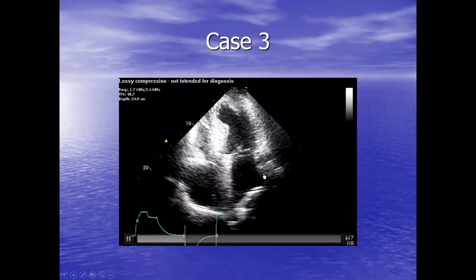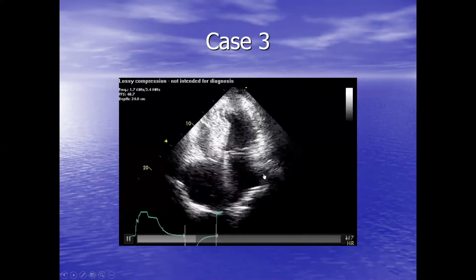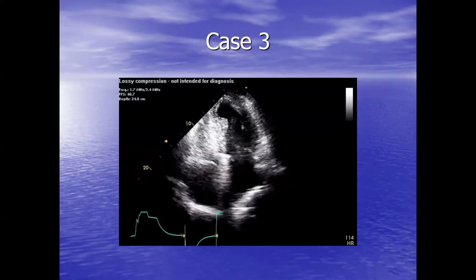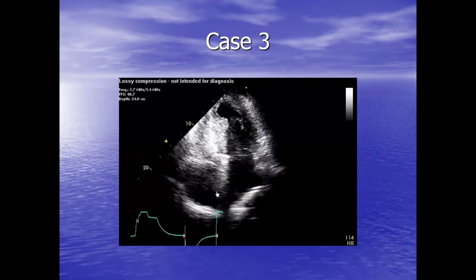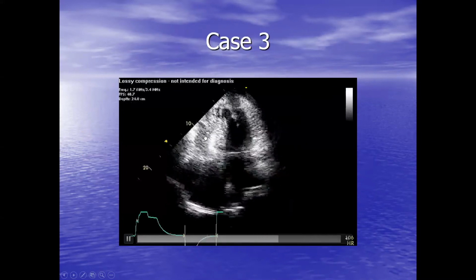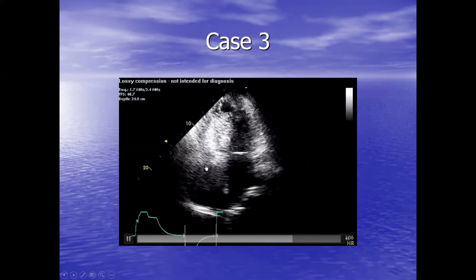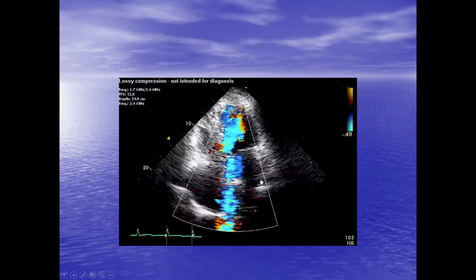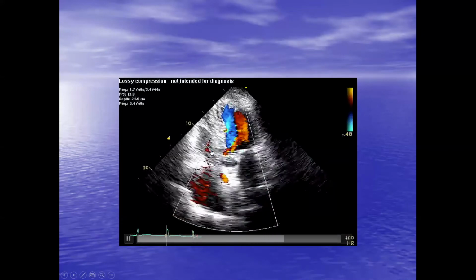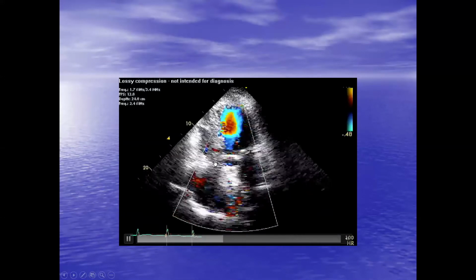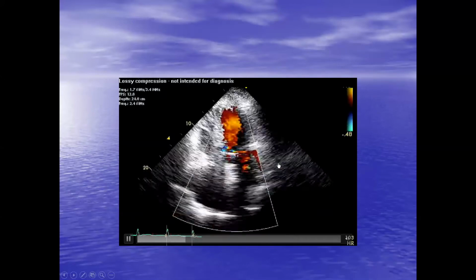You have another case here where somebody is hypotensive, and the question is, what's going on? So is this the left atrium, left ventricle, right atrium, right ventricle? We don't see the tricuspid valve well here, so we're going to have to take more views. Here again on the tricuspid, we do not see tricuspid inflow well, and we need more views.